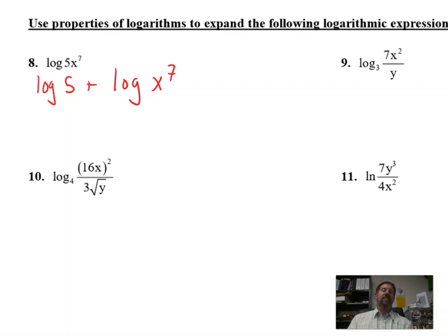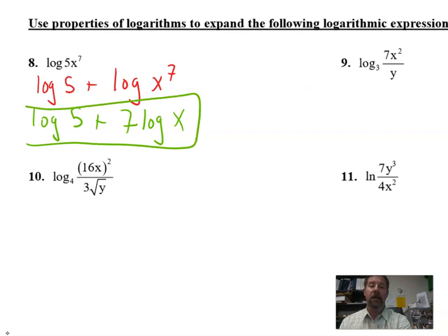And now to expand some more, I can take the exponent on the x and move it to the front. And now I've taken our nice little condensed statement and written it out long ways. This would be our expanded form. These things are the same thing, they just look different.